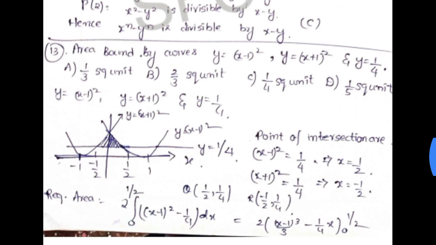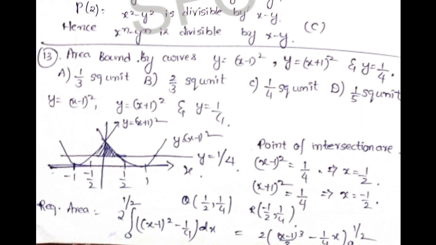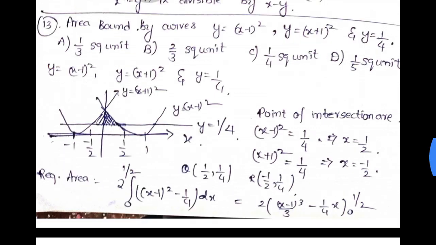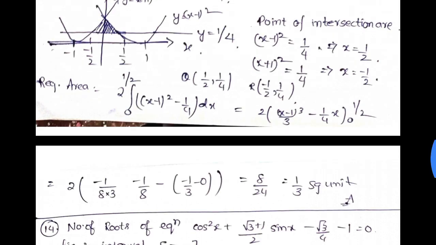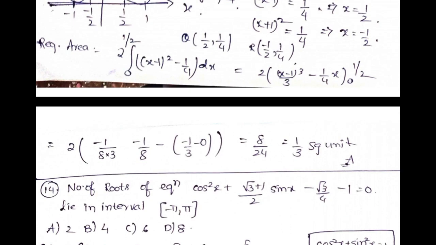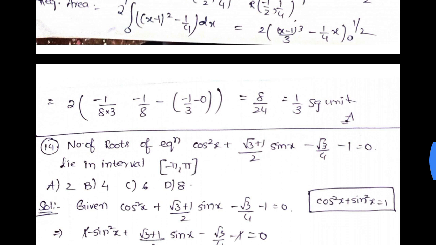Now the region whose area is to be found is of this type, so we can write 2 into integral 0 to 1 by 2 of x minus 1 whole squared minus 1 by 4 dx. This is a common method to find areas in this chapter. Solving this by applying limits and doing a small integration, which is integral x power n dx, as we have discussed earlier, we will get the answer as 1 by 3 square unit. The option is A for apple.